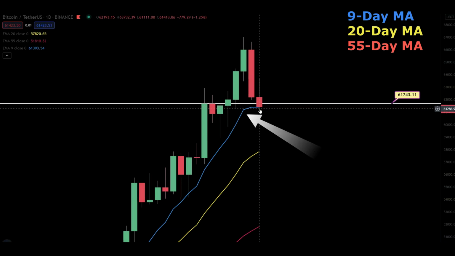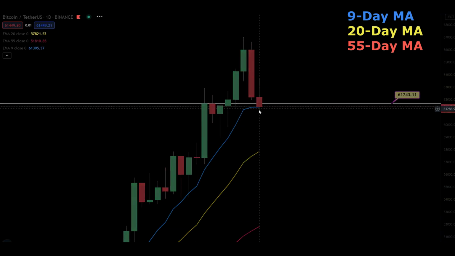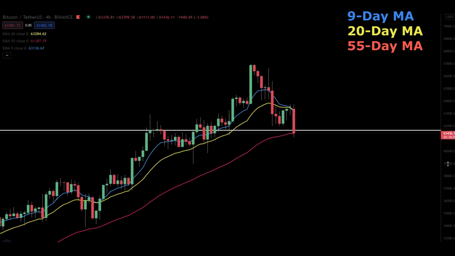Now we're going to zoom in to our 4-hourly chart. Looking on our 4-hourly chart, we see it ever so clearly. We see a death cross with our 9-day moving average and our 20-day moving average. So that is not a good sign, but what is a good sign is that this red moving average here is our 55-day moving average, and we see a nice bounce right off it. So right now it's acting as a good line of support. Let's see if we can keep it up.